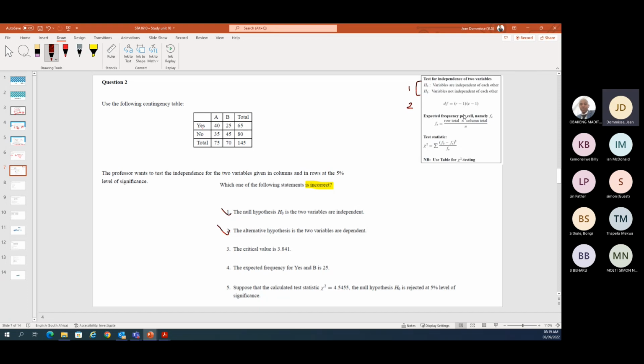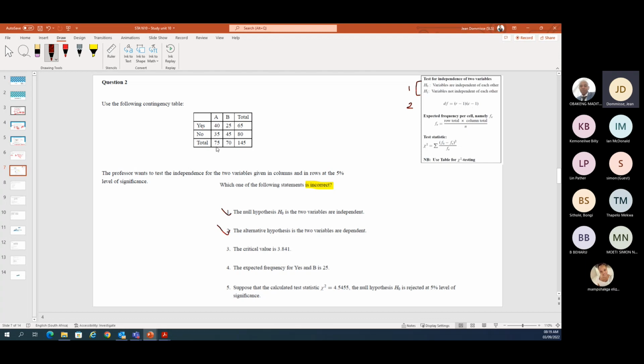How many rows, how many columns? So how many columns? 1, 2. Remember, we don't take the total into account because it's not a variable. How many rows? 1, 2.